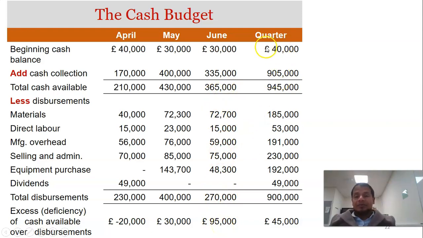So what's the beginning balance of the quarter? That means when April starts, the quarter starts. So the beginning of April is the beginning of the quarter. And similarly, if you deduct the 50,000 that you borrowed for 2 months, then 45,000 remains as the ending balance of June. And the ending balance of the quarter is also 45,000. This is the cash budget.